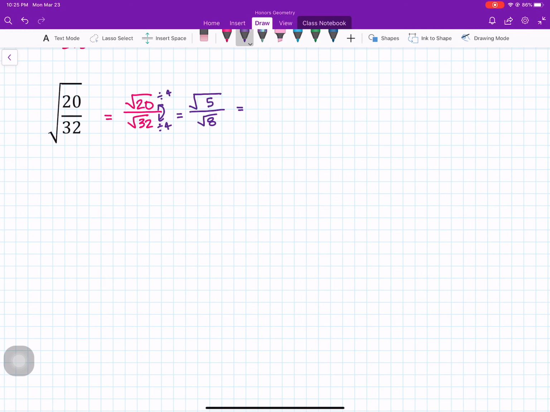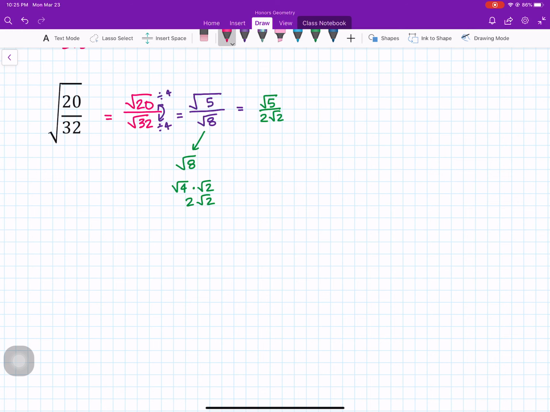And then I can reduce even further. I can reduce radical 8, which I already did previously in this video. But let's do it one more time, just for good practice. I'll come down to the bottom over here. So radical 8 is radical 4 times radical 2, which is 2 root 2. So now I am at radical 5 over 2 root 2.